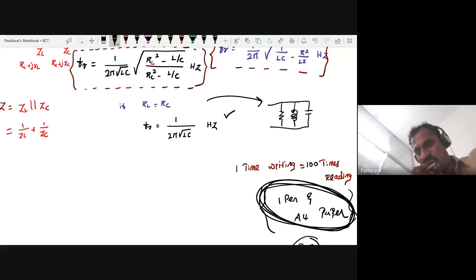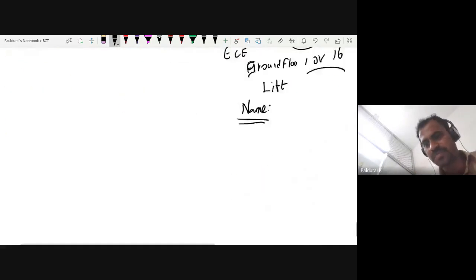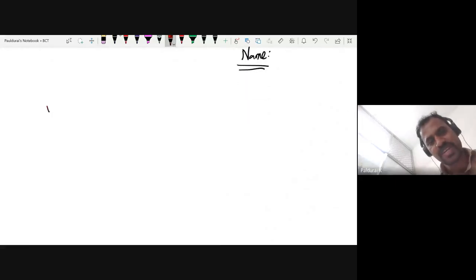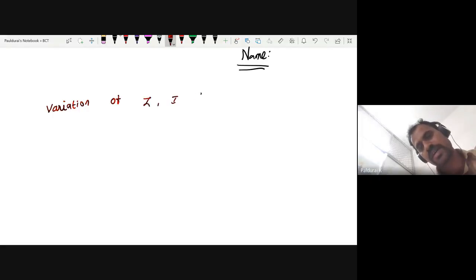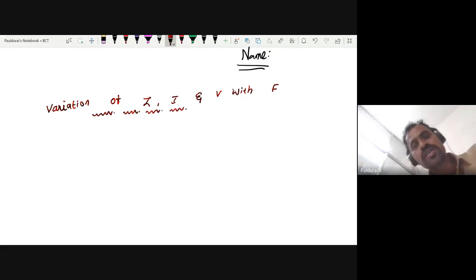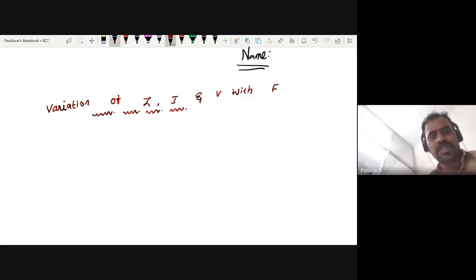So first concept over, right? Second one, now let me put the heading: variation of impedance, current and voltage with respect to frequency, this time for parallel resonance circuit. Any idea? You know all the curves for series resonance. How will parallel be? Just in negation, right? So first we will discuss the variation of impedance.